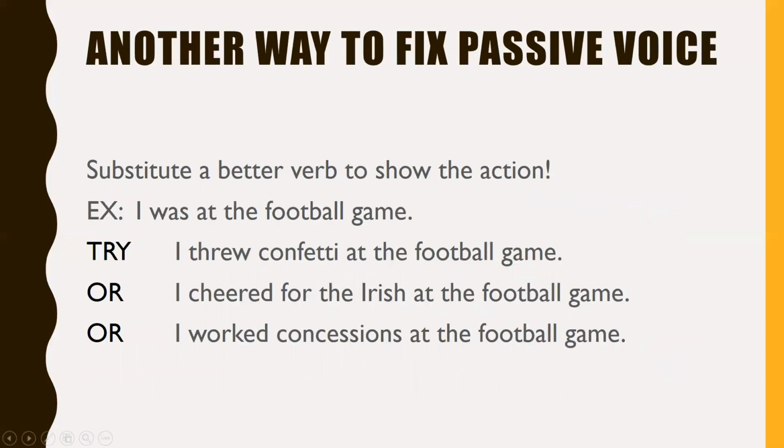Another way to address passive voice in your writing is to do what we did in the earlier example, which is to simply substitute a better verb to show the action. So I was at the football game. Well, again, what did you do at the football game? Once we establish some of our options, you can now use a more active voice and a more active verb to express the idea of what you were doing at that football game.